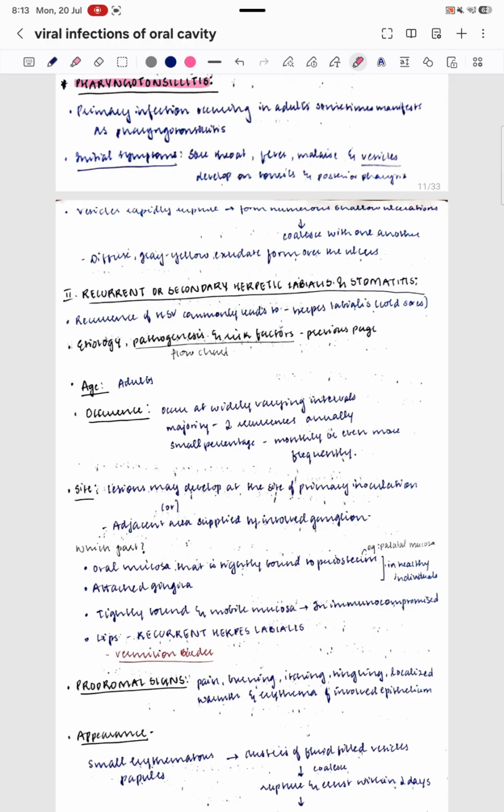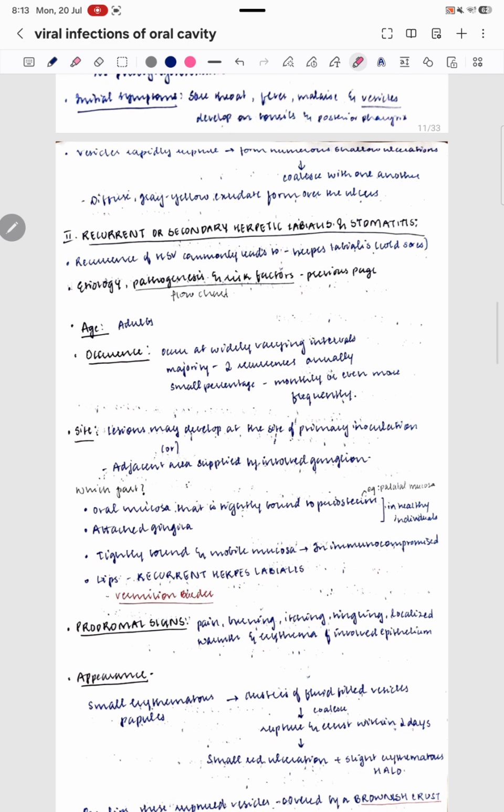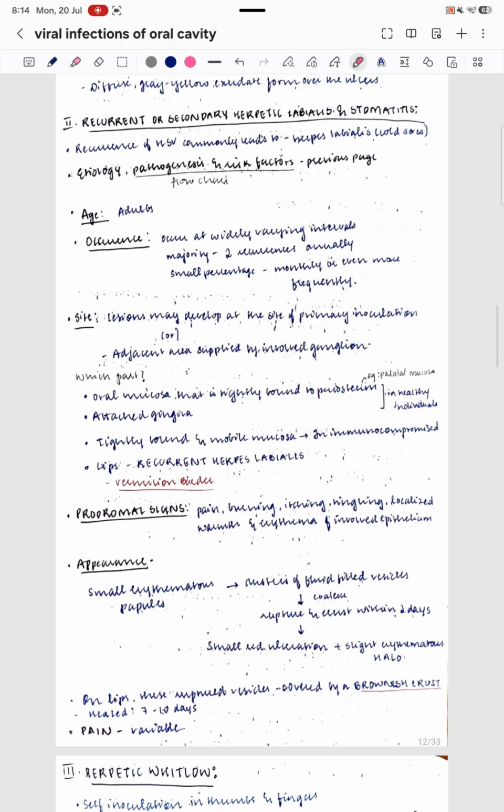And coming to the age, it occurs in adults. Occurrence is widely varying in intervals. Majority recur annually, and a small percentage monthly or even more frequently. So it occurs widely, then it takes an interval, and then it reoccurs on an annual basis, or sometimes it could also reoccur on a monthly basis or more frequently as well.